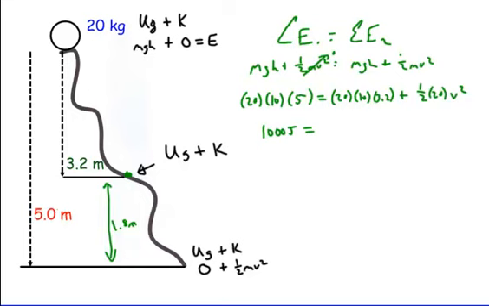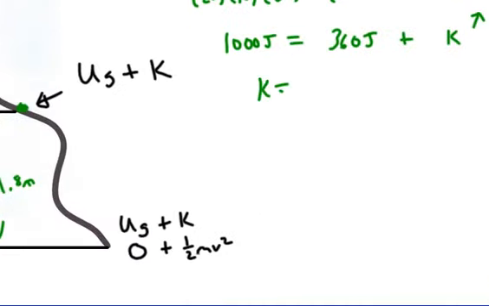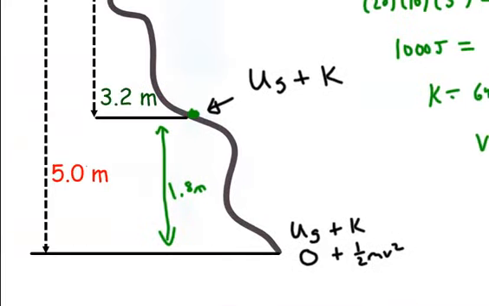I have 3.2 times 10 times 20, which ends up being 640 joules of potential energy, which means the kinetic energy right here is the leftover energy. The kinetic energy actually equals 360 joules of energy. And kinetic energy, of course, is 1/2 times the mass of 20 times v squared. If I do my mathematics here, my velocity ends up being 8 meters per second. What speed am I going right here? 8 meters per second. Sorry, just 8 meters per second, not squared.